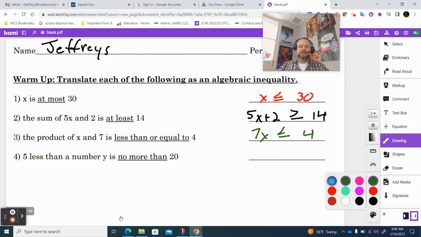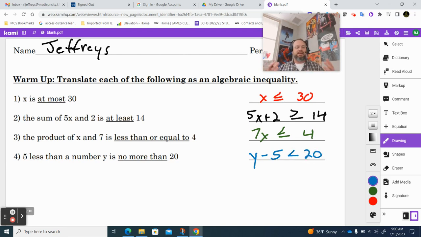Now, this one is the one I always got people tripped up. 5 less than the number y. So this we have to have the number y, then 5 less than that. We did actually subtract. Is no more than 20. I would actually say that it would be that way without the line up underneath it.